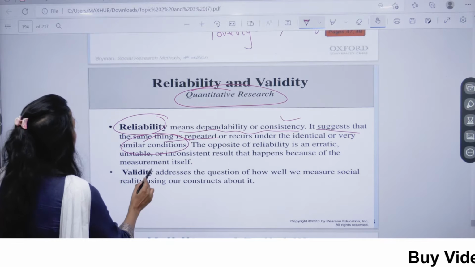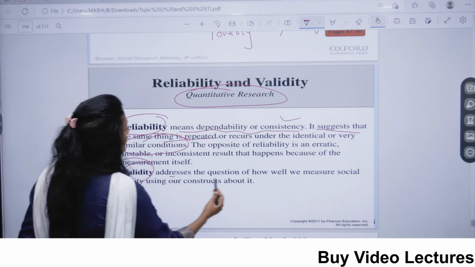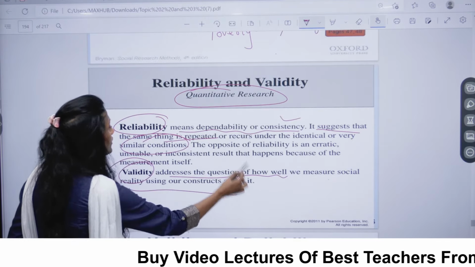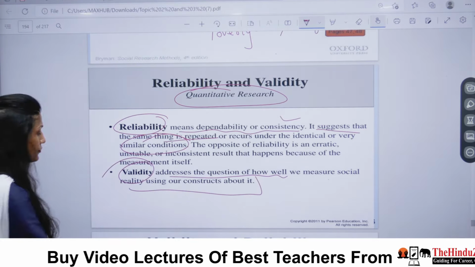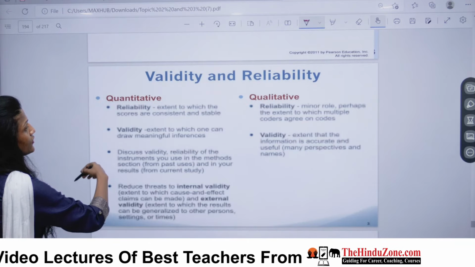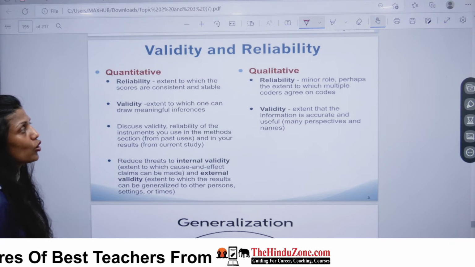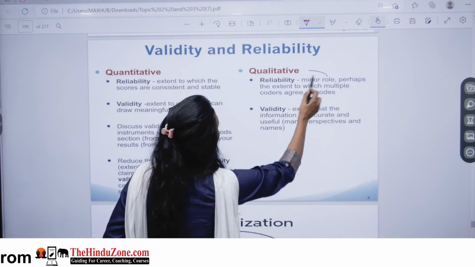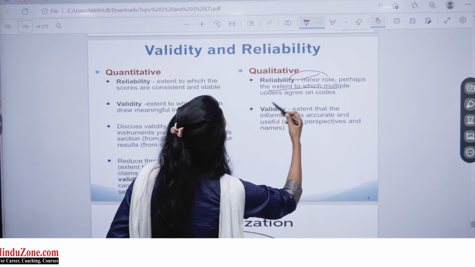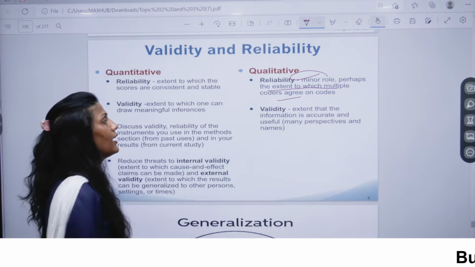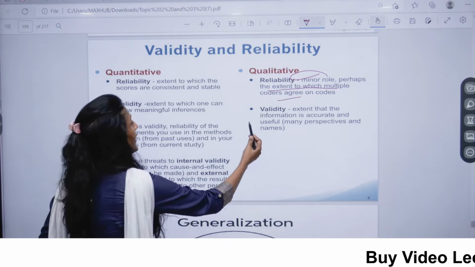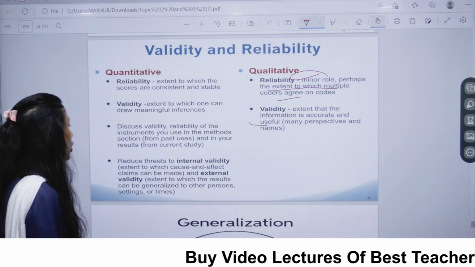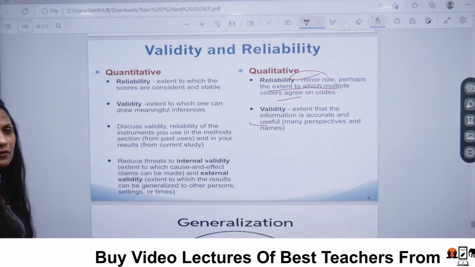So this is reliability, and validity addresses the question of how well we measure social reality using our constructs about it. So what is validity and reliability in quantitative and qualitative approach? In qualitative, it has a minor role, perhaps the extent to which multiple coders agree, and how accurate the information we have is. All right, is this clear?